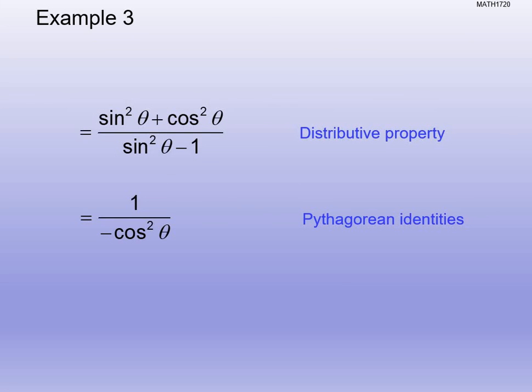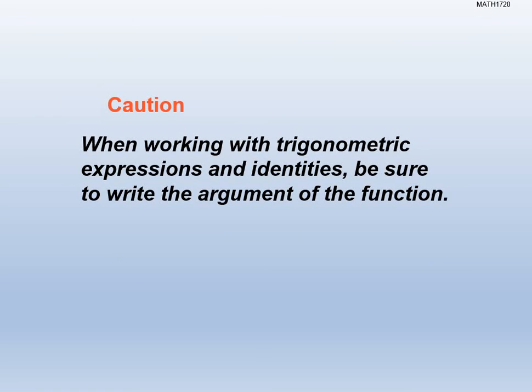So really only one more step. Remember, this problem said to solve it so that there are no quotients, okay? So we have to use the reciprocal identity. We know that 1 over cosine is equal to secant, so this ends up being negative secant squared theta is our final answer, okay?